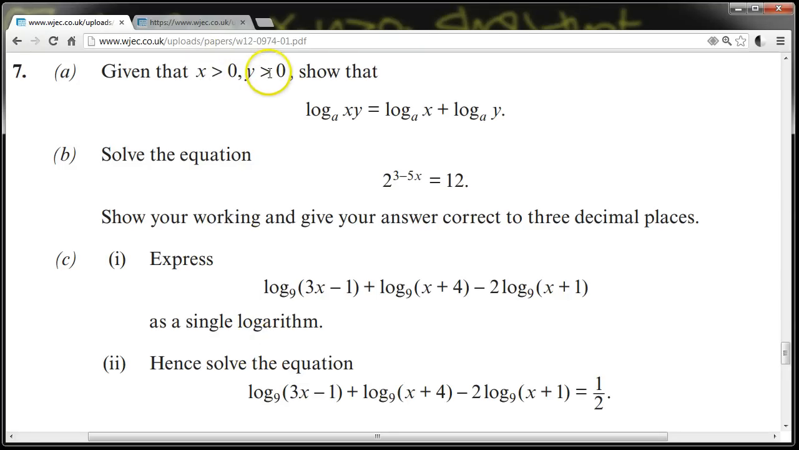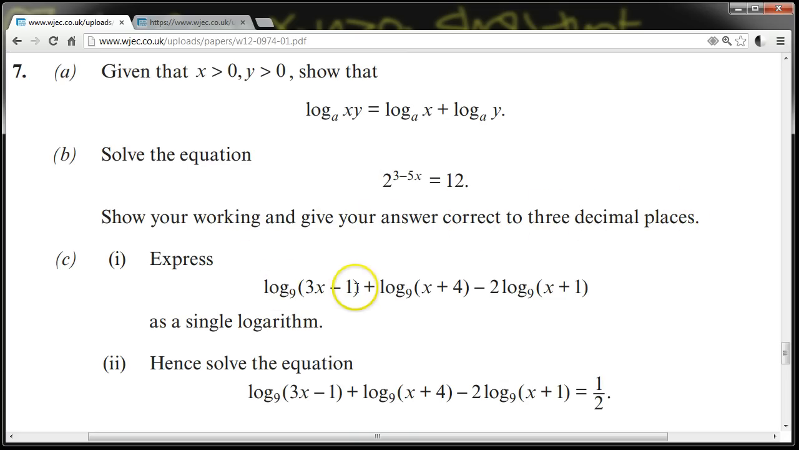Given that x and y are both greater than 0, show that log a of xy equals log a of x plus log a of y. Solve the equation 2 to the power 3 minus 5x equals 12. Show your working and give your answer correct to 3 decimal places.